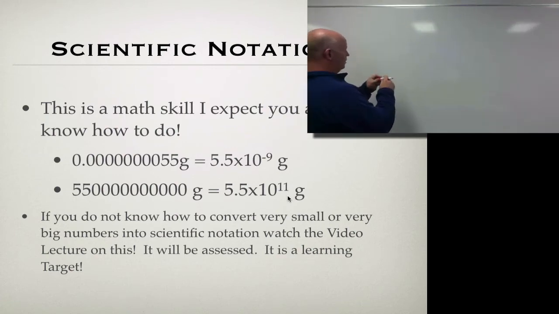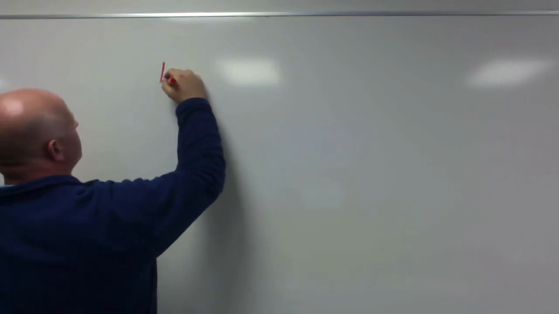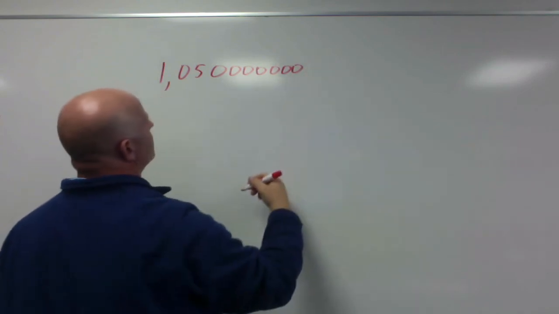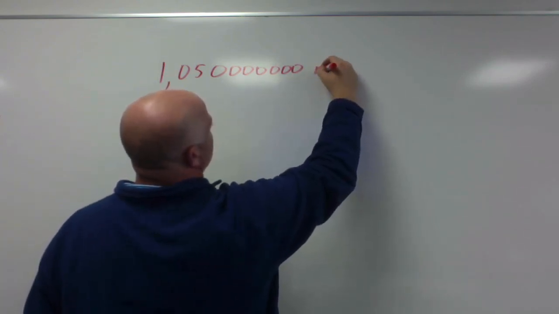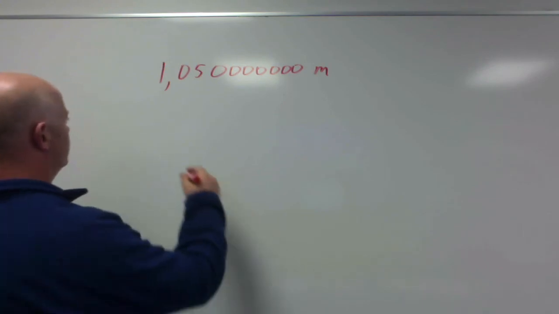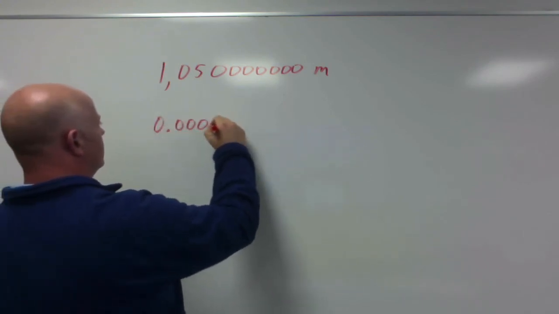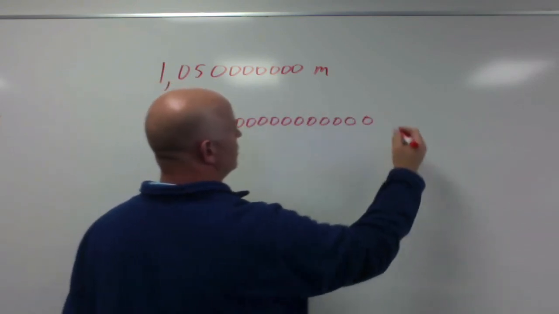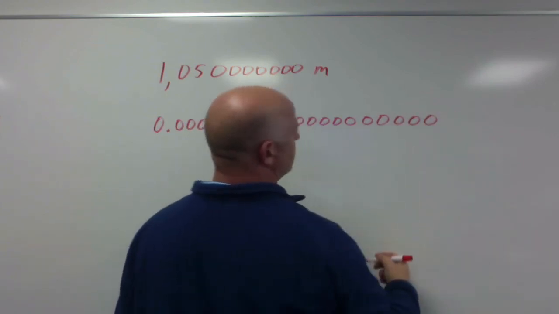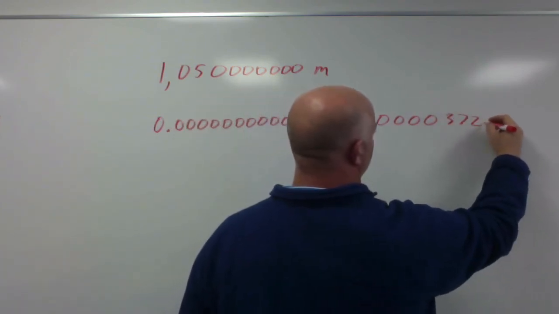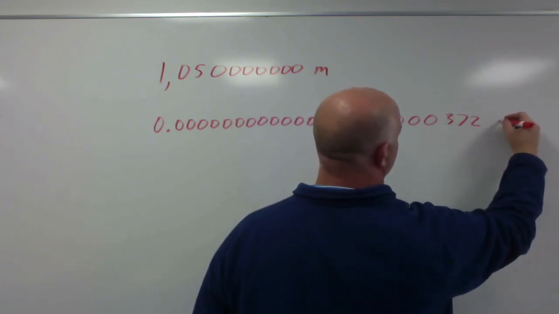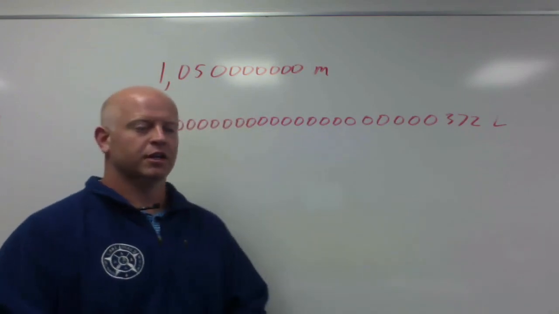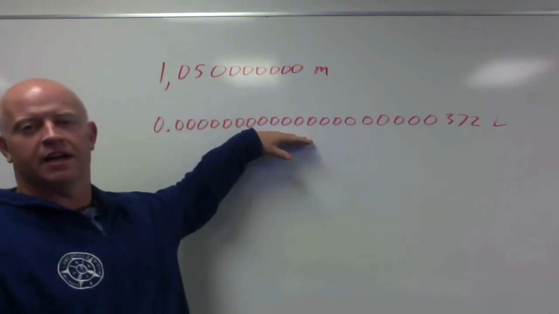So if I start with a number of, let's say, 105, that many meters, and I'll give you another number, a really small volume for that, okay? A gigantic number and a tiny, tiny, tiny number.